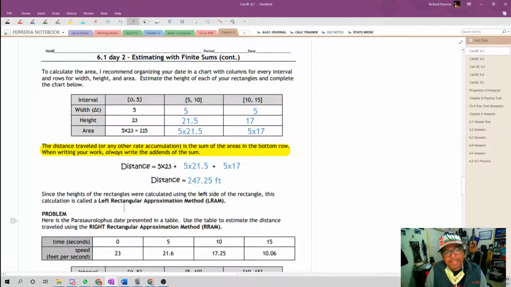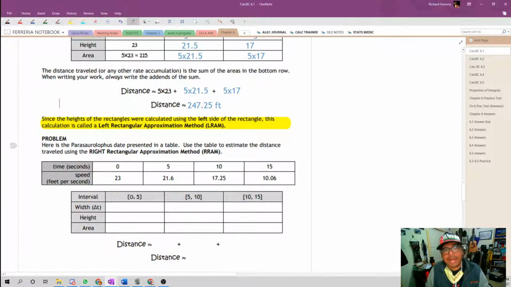That gives us a distance of 247.25. And remember, that's not the actual distance, that's an estimate of the distance. And furthermore, because the rectangles were bigger than the curve, this is an overestimation. So we can say that the actual distance that P38NT ran is less than 247.25 feet.